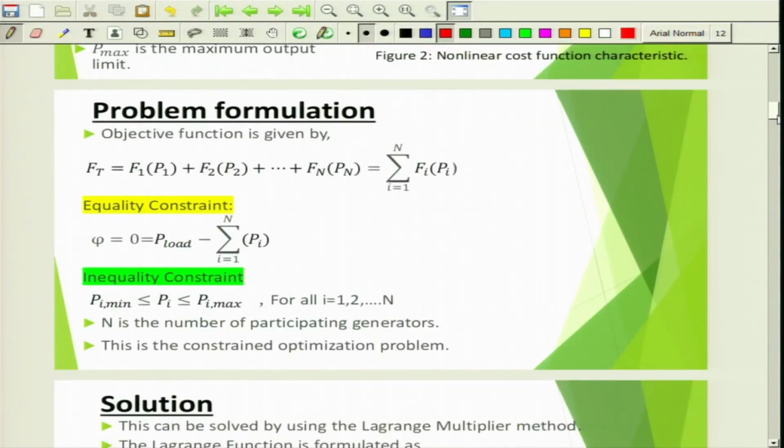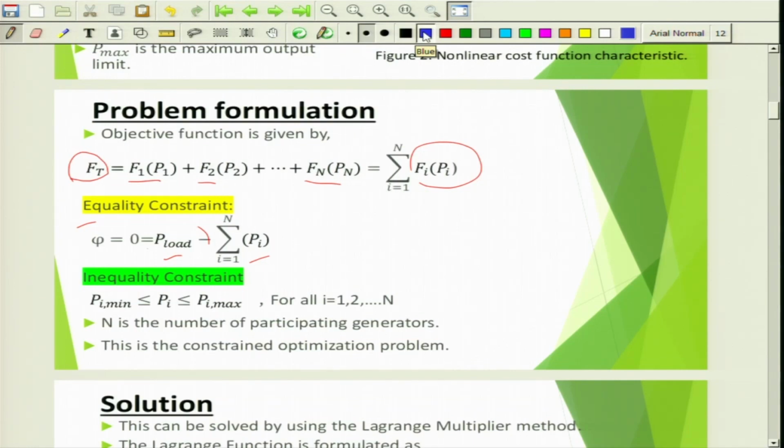the objective function, as I already told, which is the total fuel cost. This includes the fuel cost of the first generator, the fuel cost of the second generator, and so on up to the fuel cost of the nth generator. So the total fuel cost of all the generators put together is expressed as the summation of i equal to 1 to n of F_i of P_i. And what is the constraint? The total load, P load, is equal to the total generation, or the difference between the total load and total generation should be 0. What is the inequality constraint?